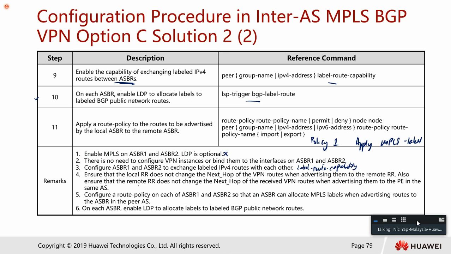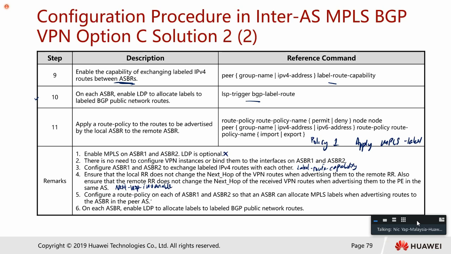Ensure that the local RR does not change the next hop of the VPN route when advertising them to the remote RR. Also, ensure that the remote RR does not change the next hop of the received VPN route when advertising to the PE in the same AS. So this is what we need to define. We need to set that next hop unchanged.